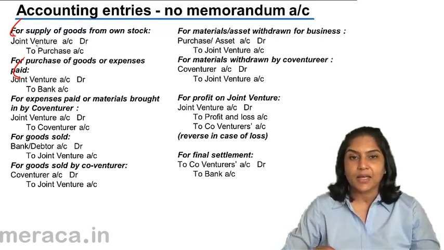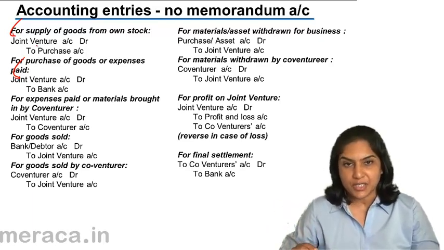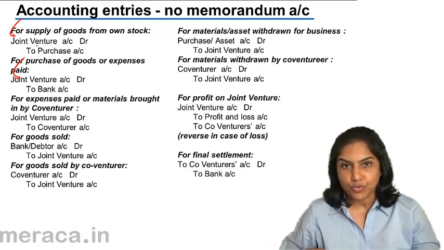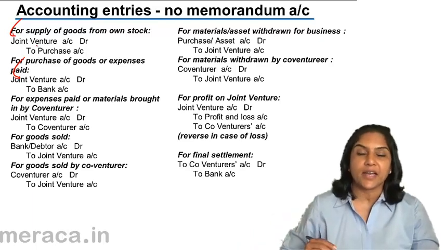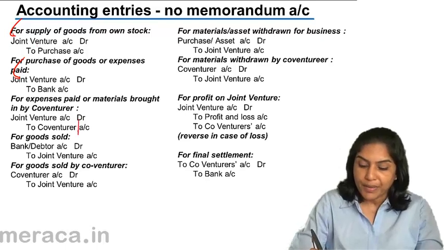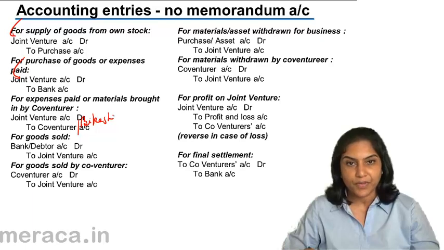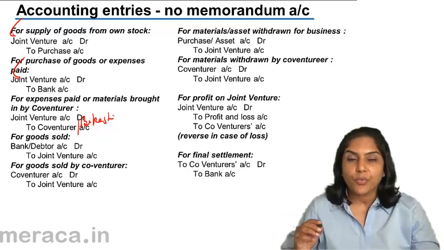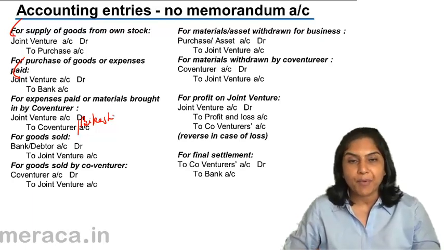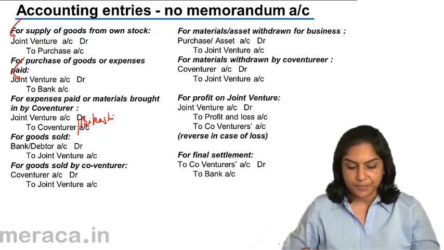The same thing may be done by Bikash. If Bikash spends money or if Bikash brings materials from his own business, then what is the entry that Akash would pass? Akash would say joint venture account debit to Bikash's account. So he's crediting Bikash's account whenever Bikash meets any expense. This credit to Bikash's account represents the money which is payable, which is ultimately due to Bikash.